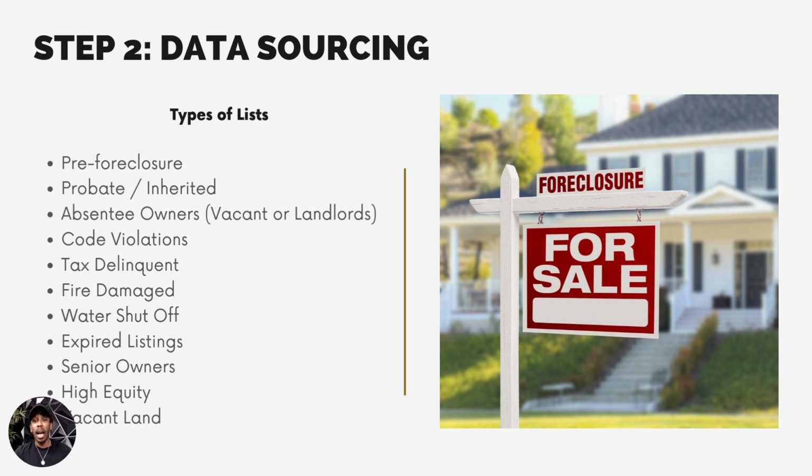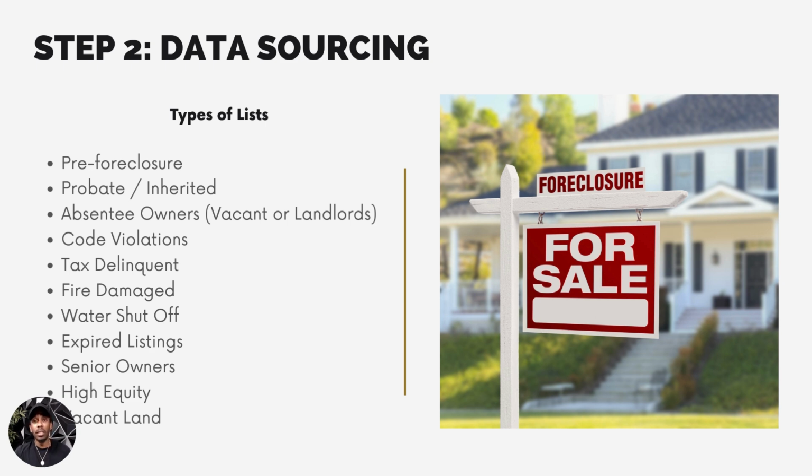Fire damaged properties. Obviously, if a property has been reported as having a fire there. It may not be too big of a fire, but it might be too big of a fire for that homeowner to want to renovate it or repair it. So that's a good opportunity. Water shut off. These are properties that do not have access to water. The water is not running at those properties, so chances are that those properties might be vacant. Expired listings. These are properties that were on the market for sale with a real estate agent, and for whatever reason it didn't sell, maybe too high in price, or the property needs more repairs, what have you. But the good thing about expired listings is that these sellers want to sell the property.